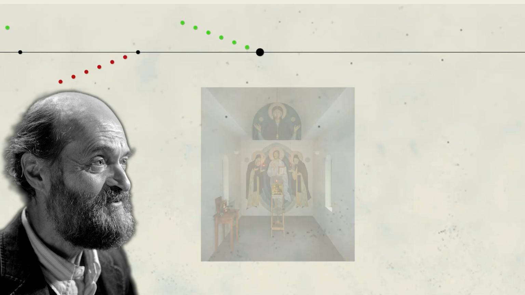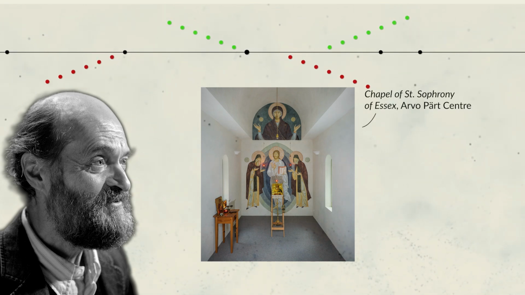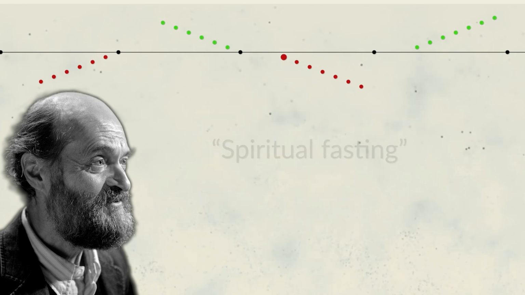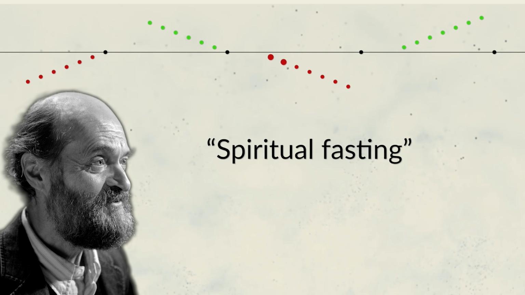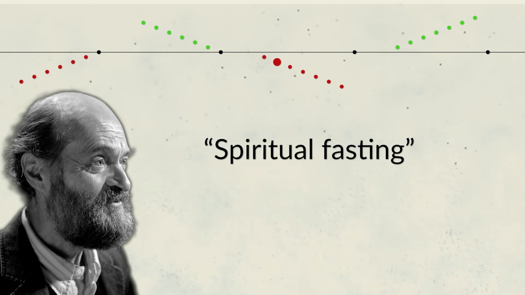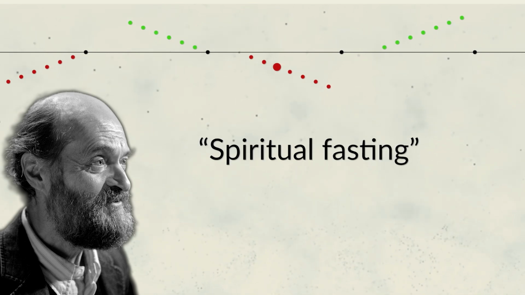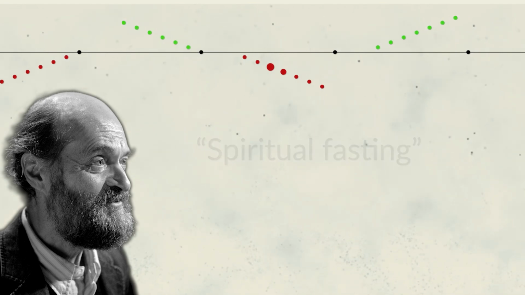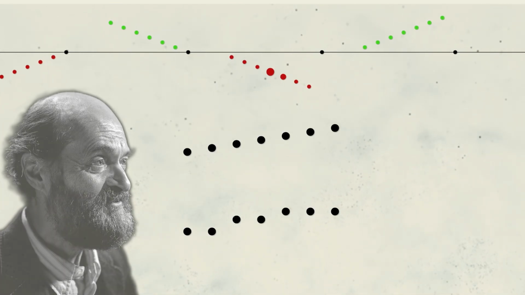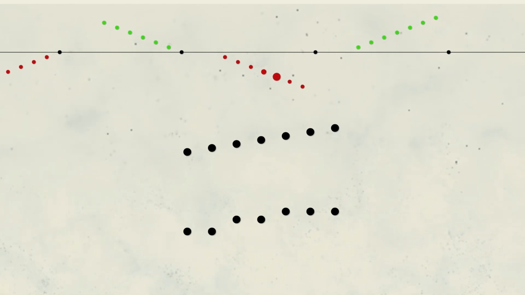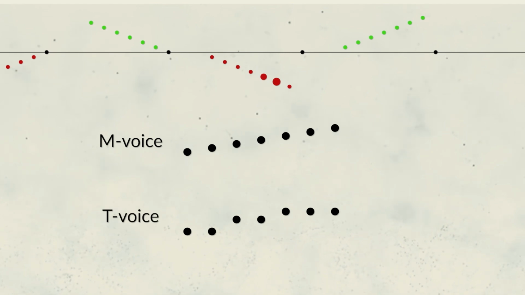As an Orthodox Christian who is heavily influenced by chant music, Pärt practices what he calls spiritual fasting, the deliberate pursuit of simplicity and space for prayerful concentration. In reference to the two voices in tintinnabuli, Pärt uses different metaphors to describe how he understands the melodic voice and corresponding tintinnabuli voice.